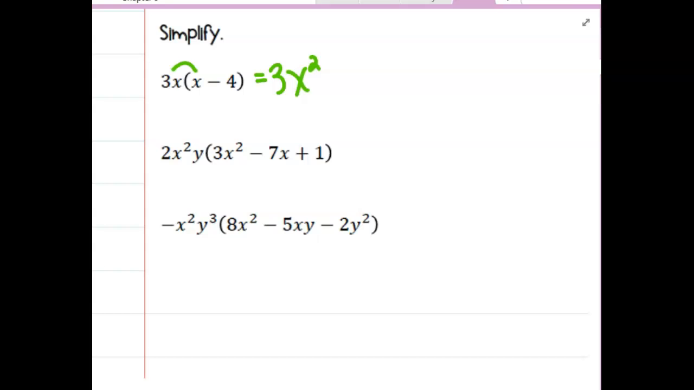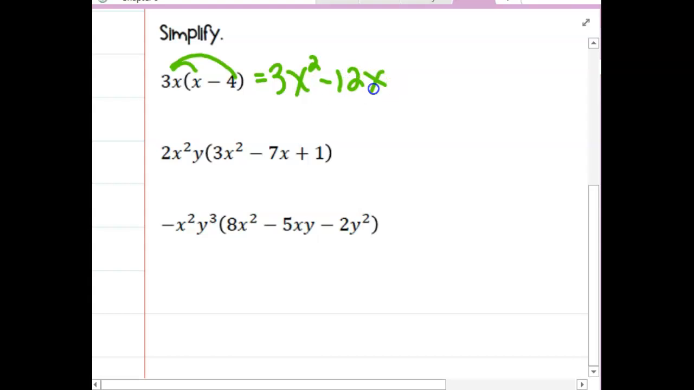Then we have another little arch of our rainbow, and I would take 3x times negative 4. I like to do this in pieces. 3 times negative 4 is negative 12, and then we still have that x, so we just throw that x down there. Then they get just a little bit trickier, but it's the same thing.